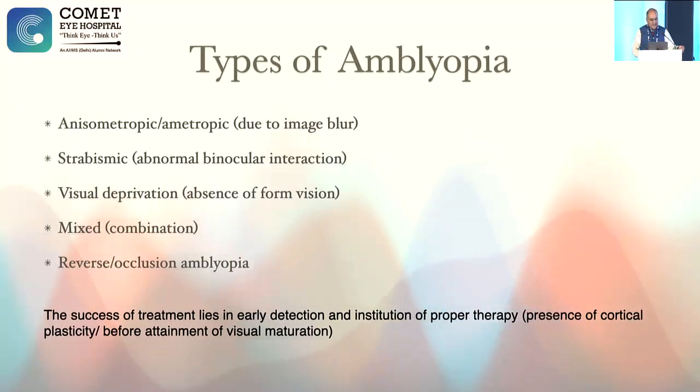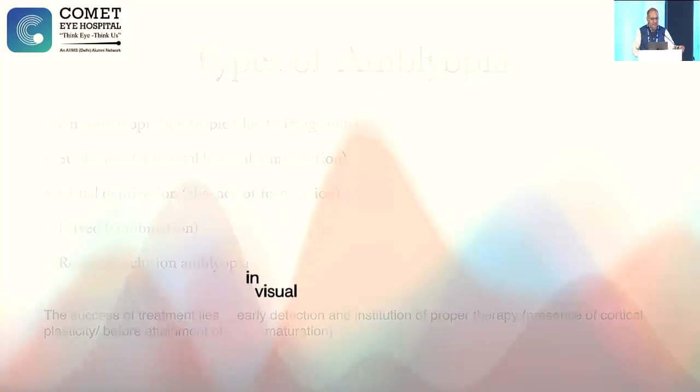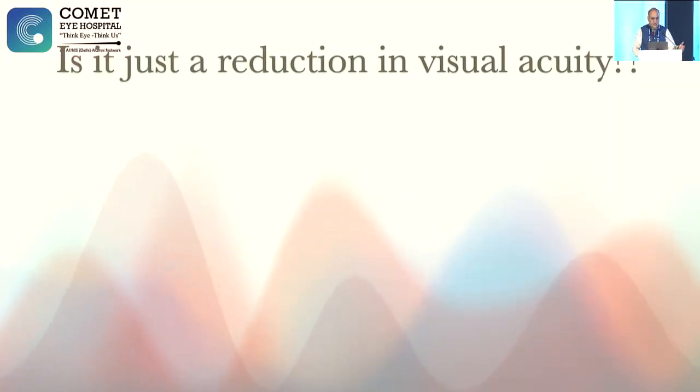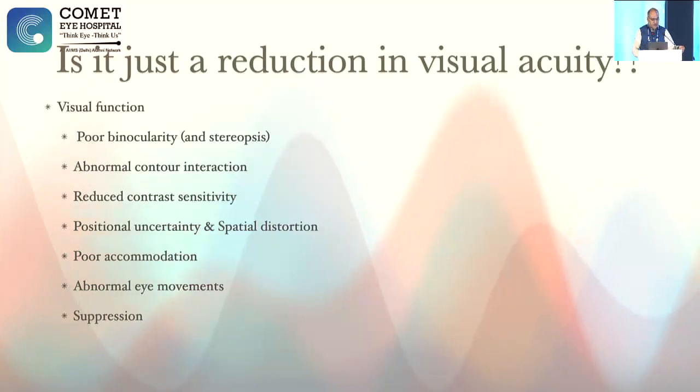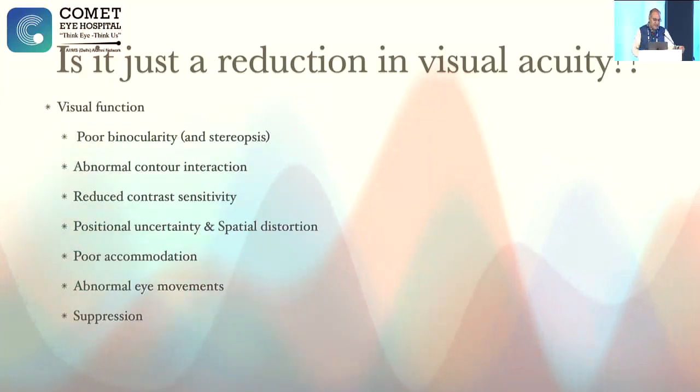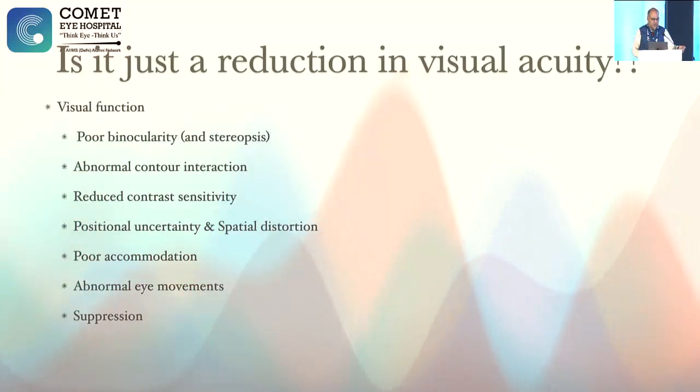The success lies in the early detection and the proper institution of therapy, because it has to be done when there is cortical plasticity and the patient has not attained visual maturation. But we all know that sometimes even adults can be treated for amblyopia. So is it just a reduction in the visual acuity? It's not. It's a visual function which has poor binocularity, abnormal contour interaction, reduced contrast sensitivity, positional uncertainty, spatial distortion, poor accommodation, abnormal eye movements, and suppression.